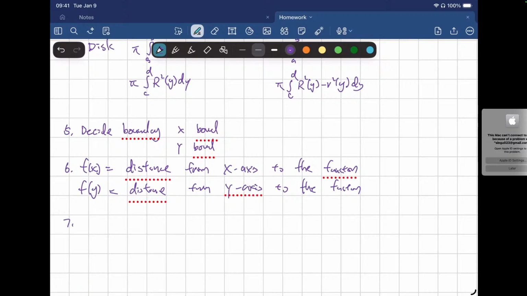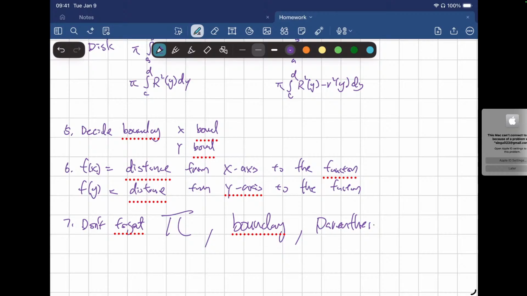Seven: don't forget certain things. The biggest thing is pi. Don't forget pi, because if you forget pi, it's wrong. If you forget to put a pi in the front, it's wrong. The boundaries, and the parentheses.